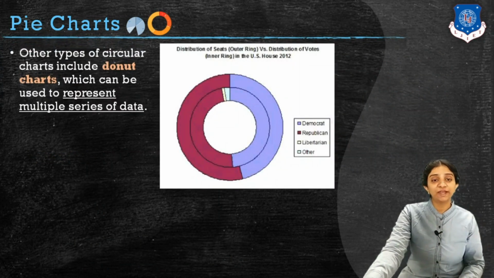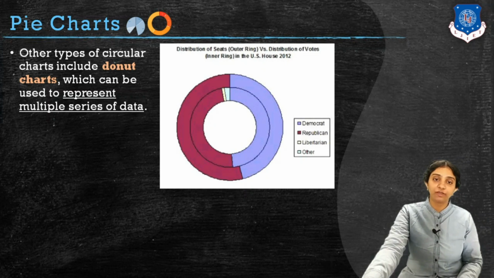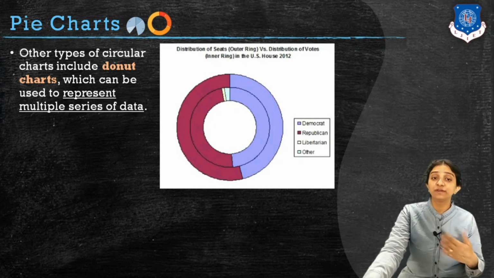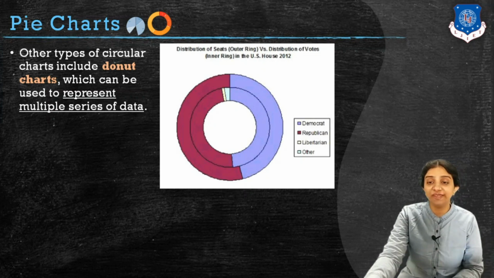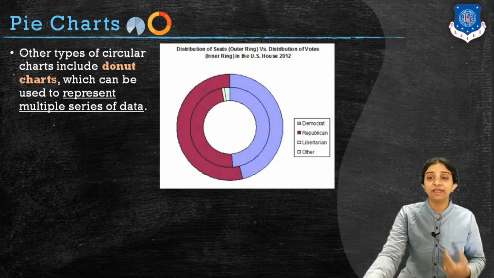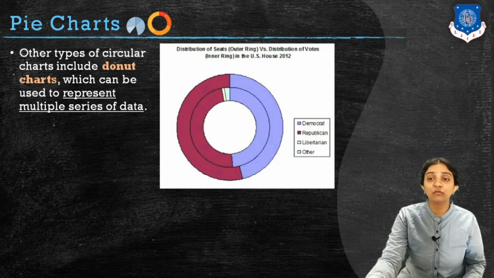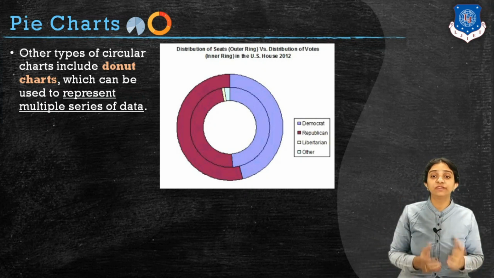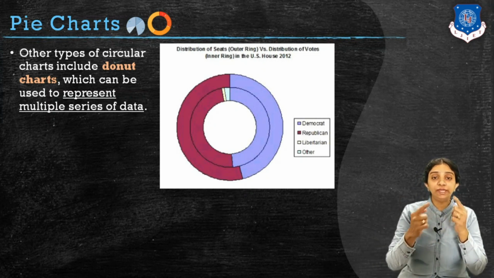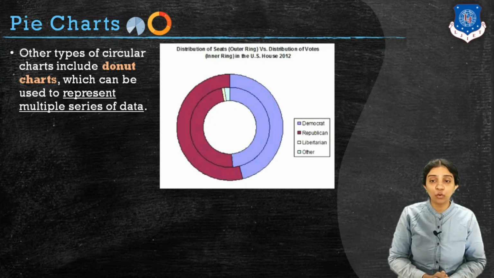One variation of the pie chart is a donut chart. Donut charts are circular charts which are used to represent multiple series of data. So this is an example showing the distribution of seats as well as the distribution of votes. The outer ring is the distribution of seats and the inner ring is the distribution of votes.